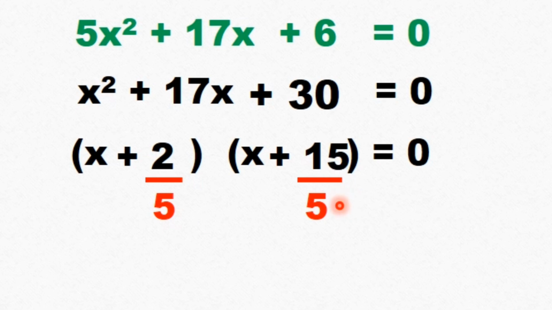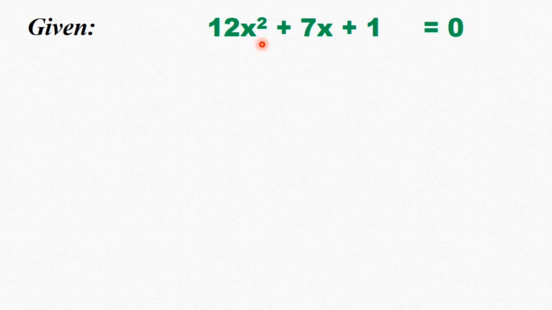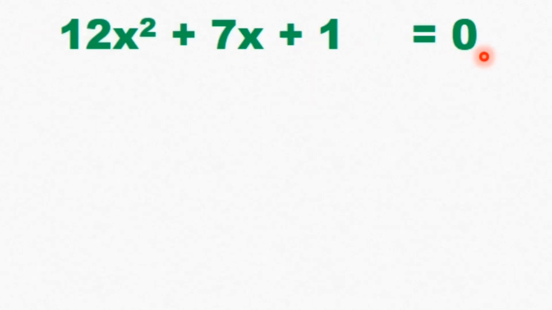Simplify, 15 over 5 is 3. And move 5 in front of x. So the answer is the quantity of 5x plus 2 times the quantity of x plus 3 is equal to 0. Given equation 12x squared plus 7x plus 1 is equal to 0.